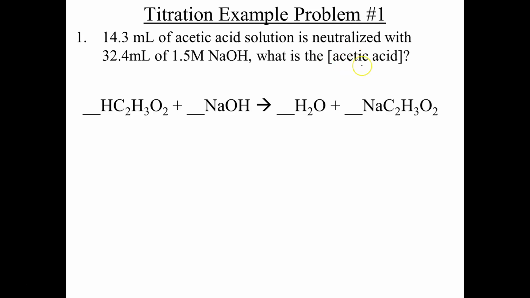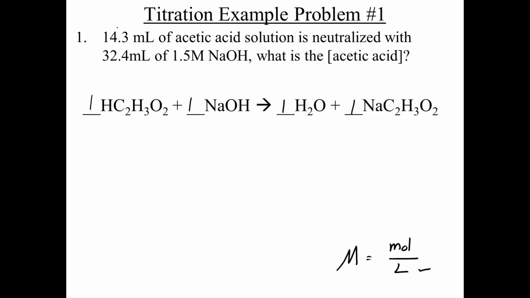I want to find out what the concentration is of acetic acid. So the first thing I do is write my formulas for my chemical equation. Then I balance it. In this case, it's very easy to balance. Everything is going to be a 1. Okay? Remember, what is concentration? Concentration is molarity, and molarity is equal to moles per liter. So for my acetic acid, because that's my unknown here, I need to figure out my moles of acetic acid. I need to figure out my liters of acetic acid. Well, I already have that. That's the 14.3 milliliters. I just converted it into liters.